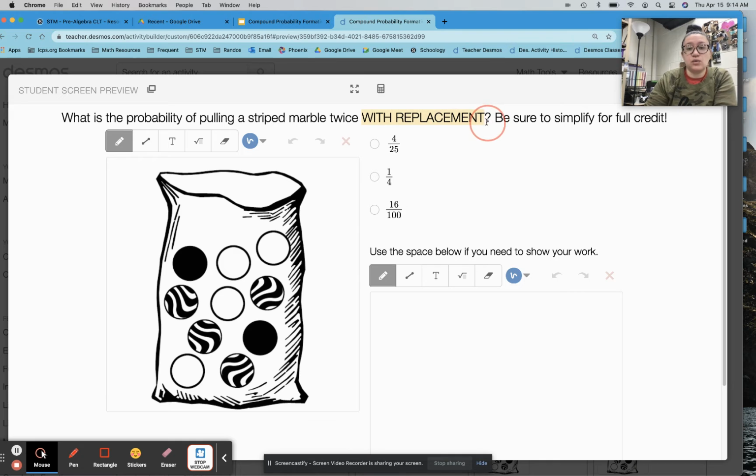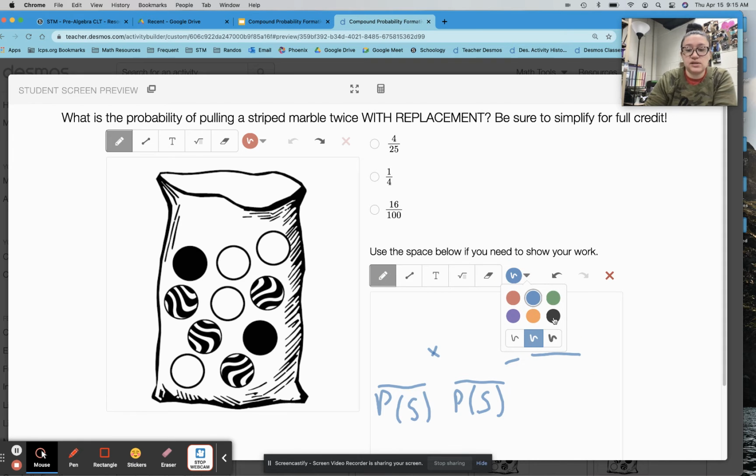And this one says it has replacement, with replacement. So that means I look at this bag, I come down to my bag, and I pull out one of my striped marbles. I pull it out, I take a look at it, but I put it back in. I'm putting it back in. So I'm trying to pull striped marbles how many times? 2 times. So that means my 2 fractions are both the probability of me pulling striped marbles. The probability of me pulling striped marbles 2 times. I got to make sure I multiply them together.